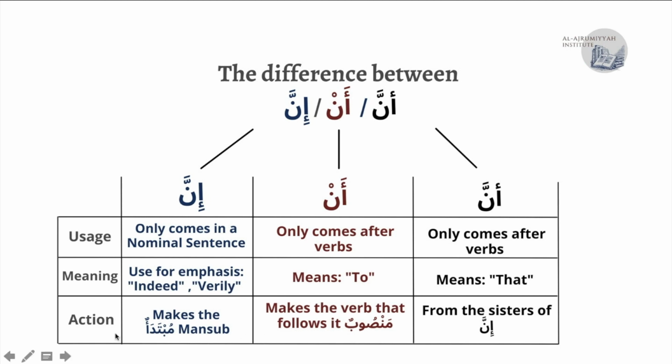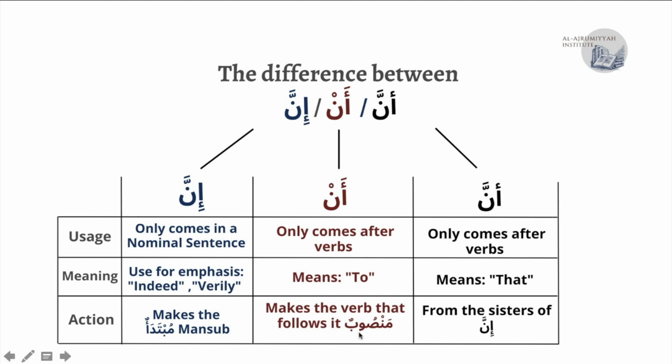In terms of their action, inna makes the mubtada mansub. So it's going to come at the beginning of the sentence, and it's going to make the ism that follows it, which is the mubtada originally, mansub, and is going to make it ismu inna, which we covered in other videos when we talked about inna and its sisters.